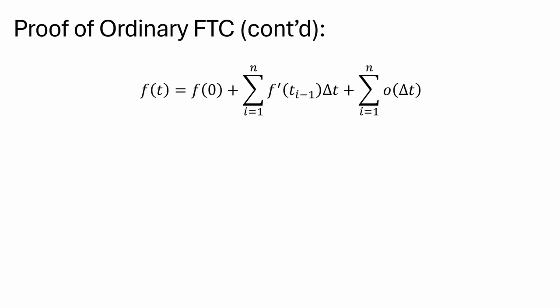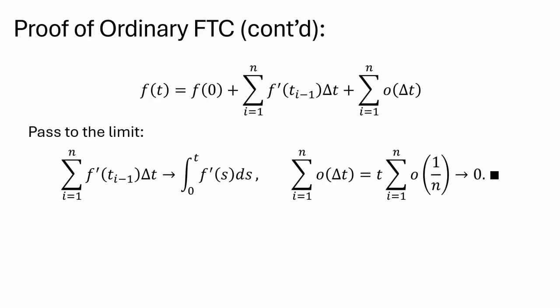Sum over i and get f(t) equals f(0) plus the sum over i of f'(t_{i-1}) delta t plus the sum of little o of delta t. Pass to the limit. The first sum converges to the integral of f'(s) ds. In the second sum, notice that delta t is of order 1 over n. So summing them up is not enough to offset the n on the denominator completely. So the second term tends to 0, and that finished the proof of the fundamental theorem of calculus.